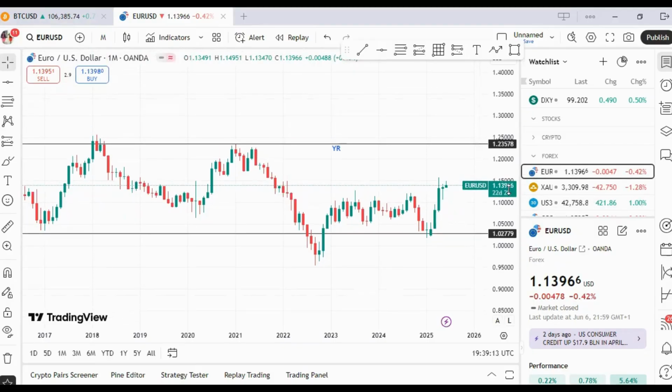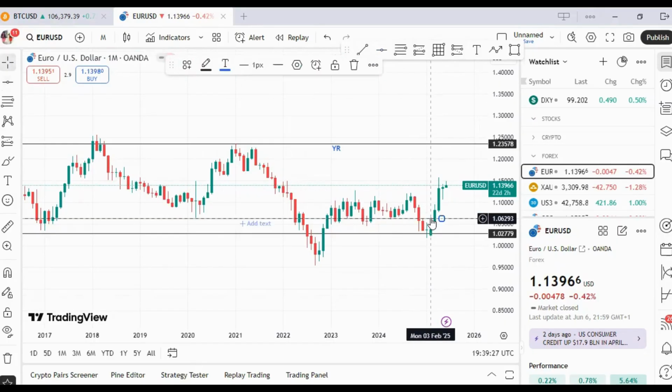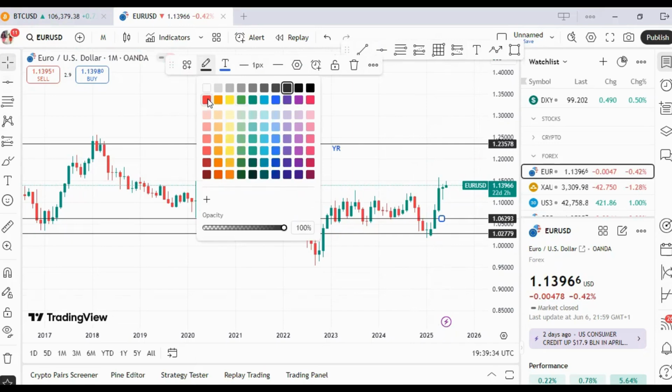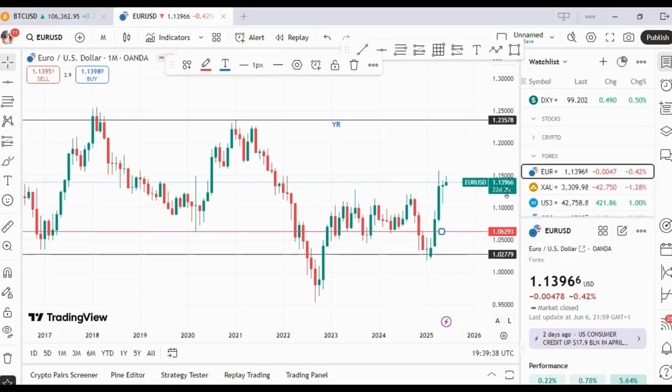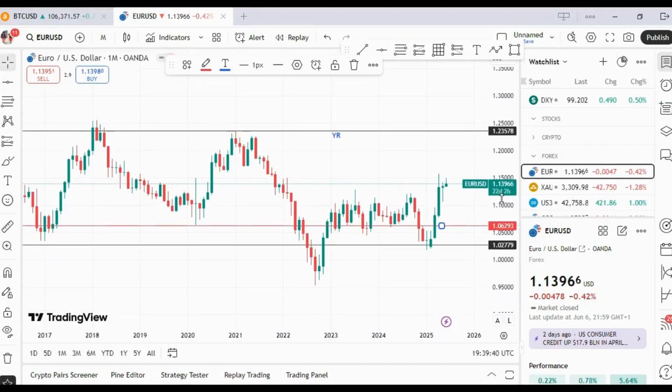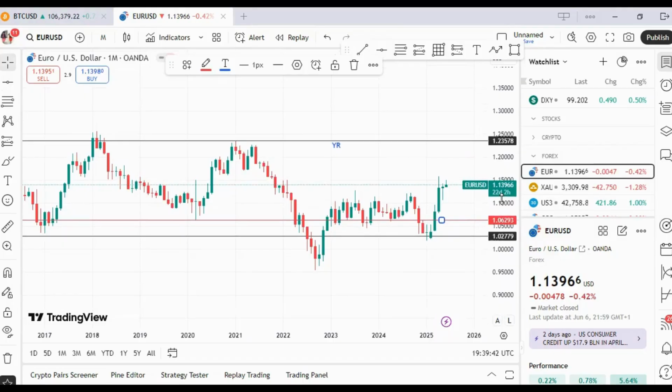Now, guys, remember what I told you about the support and resistance? That's a place where the market has rejected so many times. So for the monthly, I like this place to be my support. I can decide to change the color so that these colors will not contradict. So you can choose the one you want to use.